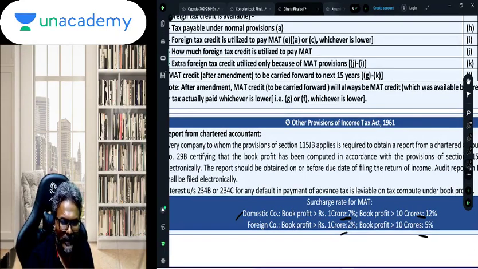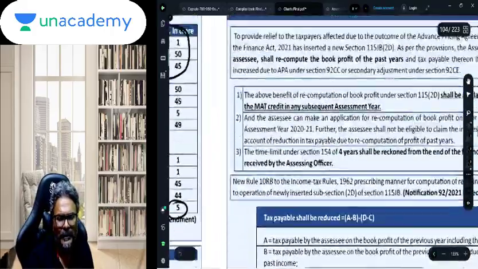In this particular context, students, you can see very clearly that these percentages which are being given to you, 7%, 12%, 2% and 5% respectively, are the same percentages which are also applicable for domestic and foreign companies when the normal income tax liability has to be calculated, isn't it? So the same percentage is also applicable over there as well.